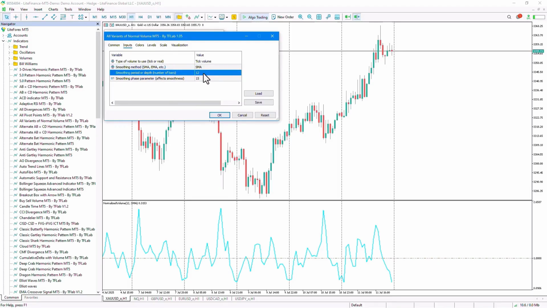In the next input, you can set the averaging period, which is set to 12 by default. And in the last input, it takes into account the time frame, quality, and the amount of smoothing.